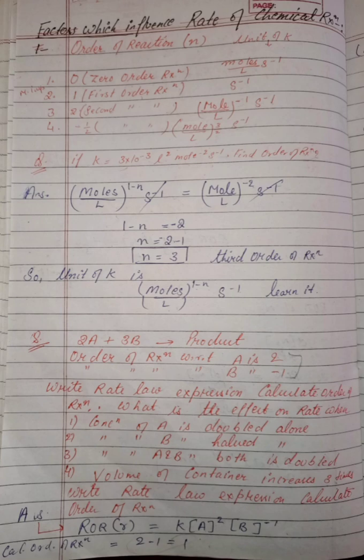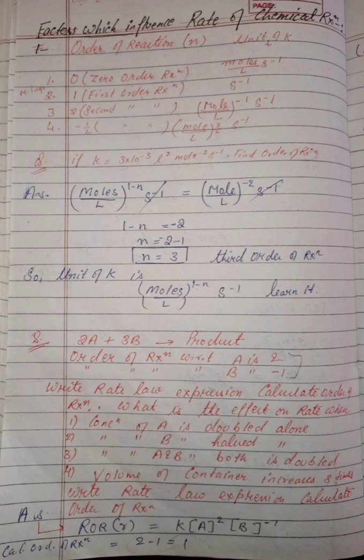In the second question it is written here, 2A plus 3B gives product. 2A plus 3B is the reactant. In this one, what we have to do? Order of reaction with respect to A. Here they have given the value of A is 2 and of B is minus 1. So according to this we have to find out the order of the reaction and the rate law.